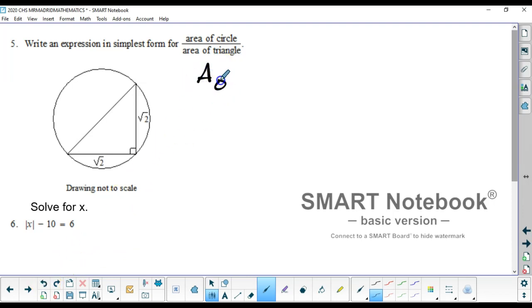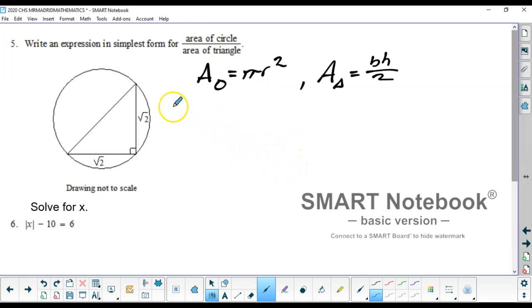Area of a circle, which equals pi r squared, and the area of a triangle, which equals base times height over 2. Okay. So again, we're trying to get started, but we know we're going to have to deal with these. So we have the formulas. The question is, where do we go from there?